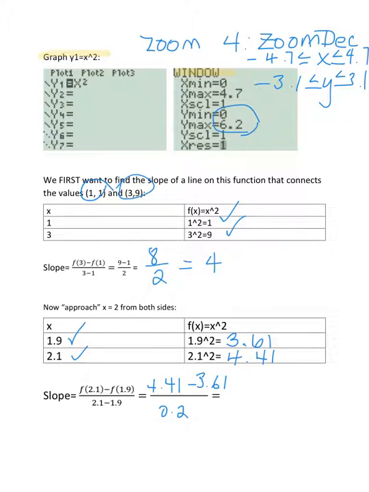And so what that's going to give us is a difference of 0.8 divided by 0.2. And when you divide those, you're going to see that what you get is actually 4. And that should be somewhat interesting, considering that we also got 4 for the last one.